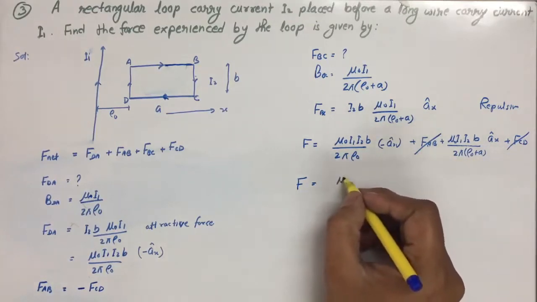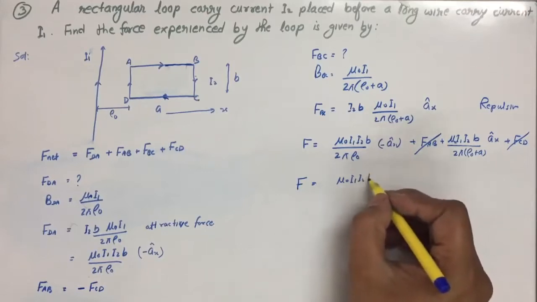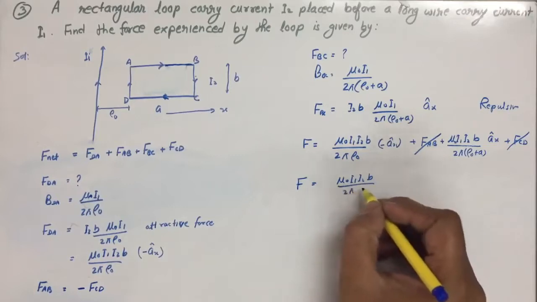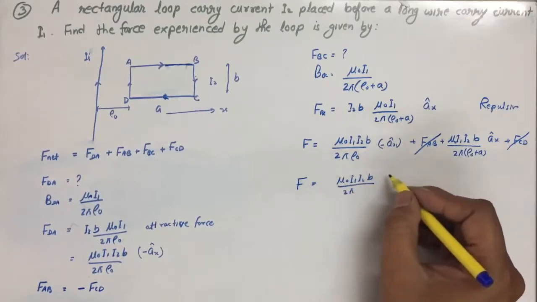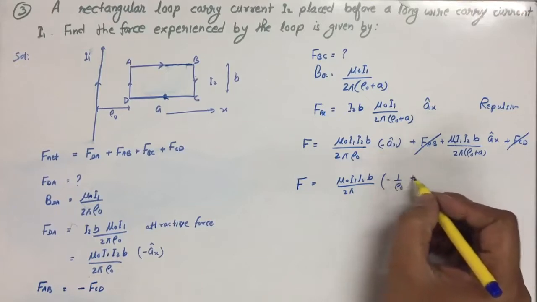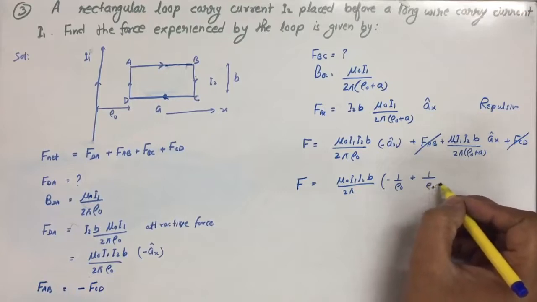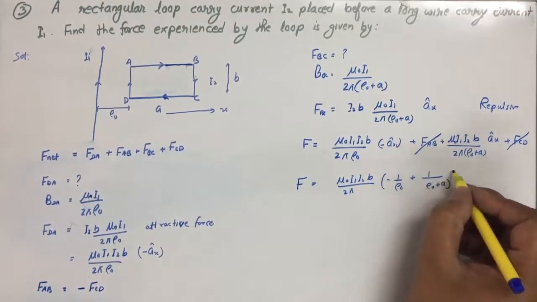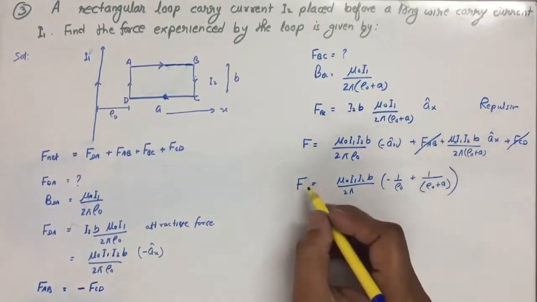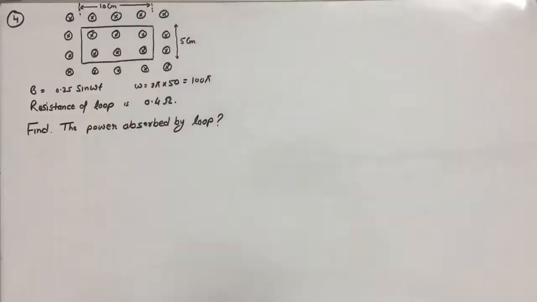So that will be mu naught I1 I2 B divided by 2 pi, here it will be 1 by rho naught with minus sign plus 1 by (rho naught plus A) with plus sign. This is the total force in the direction of AX.